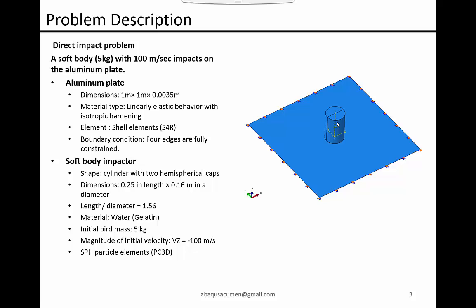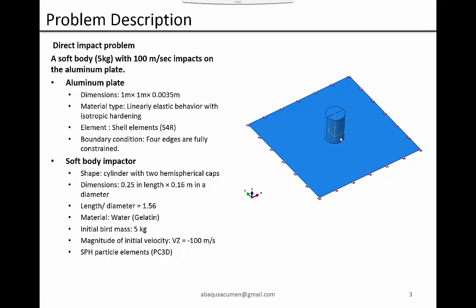Again, for the bird shape and the bird size, there are different papers available. You can have a circular cylindrical bird with a typical length to diameter ratio, or you have a bird with a hemispherical end. There is a lot of literature available. We are going to just build with a simple bird representation here.